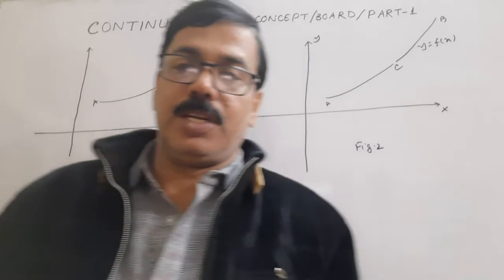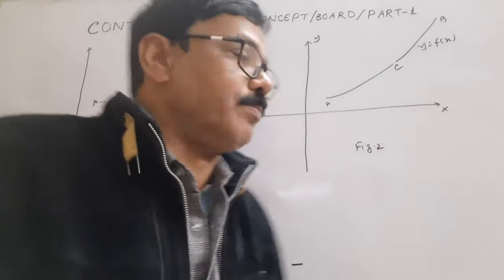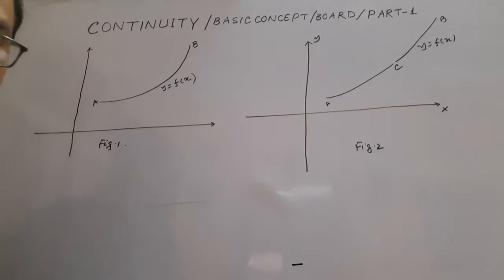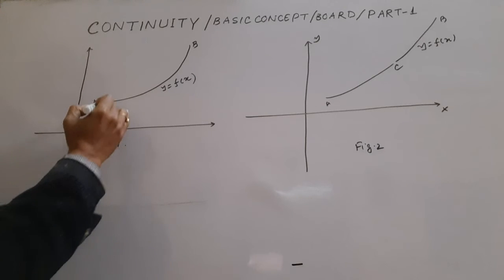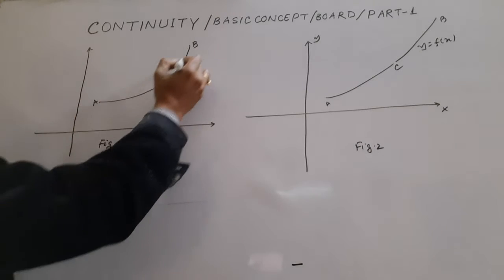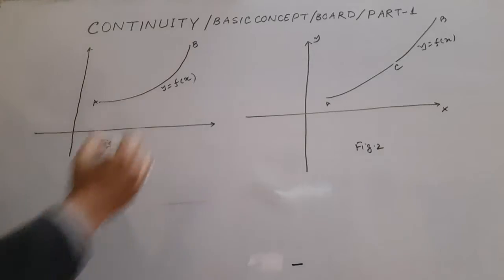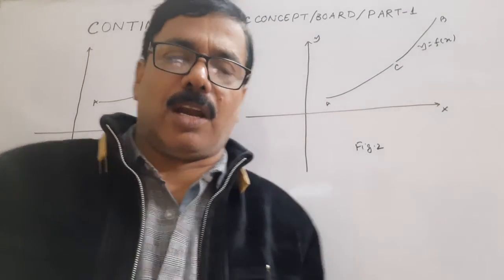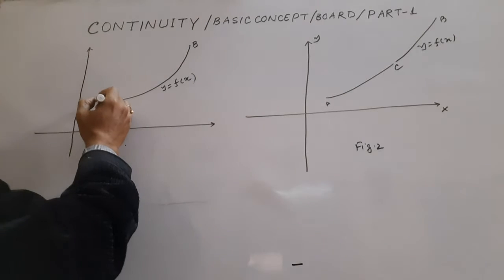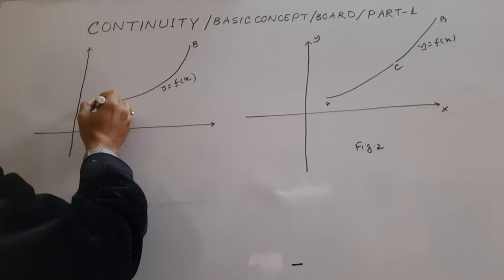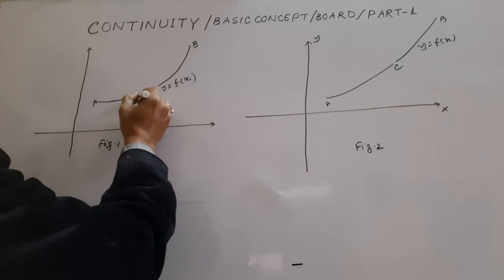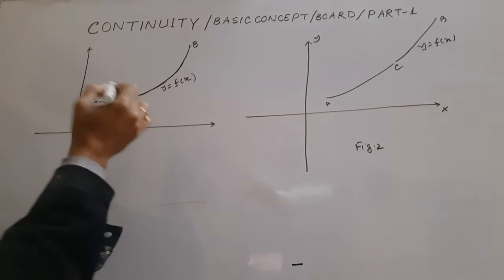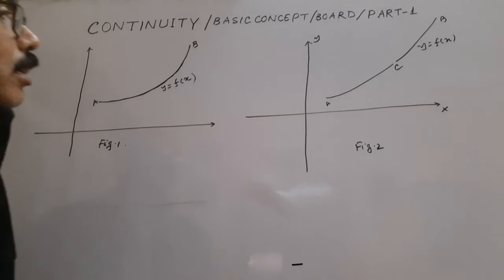So, continuity of a function. Look at figure 1. AB is a curve. We do not know the form of f(x). It may be a straight line or any curve. Look at the nature of the curve. The curve can be drawn without lifting the pen. It has no break point.